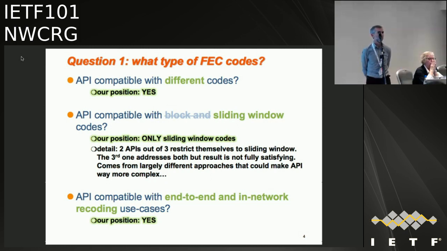Dave Oran: So you're going to have to excuse me. This is probably a really stupid question. Which is, can't you do a block code by using the API for a sliding window code, and on every call, a disjoint window gets shifted?